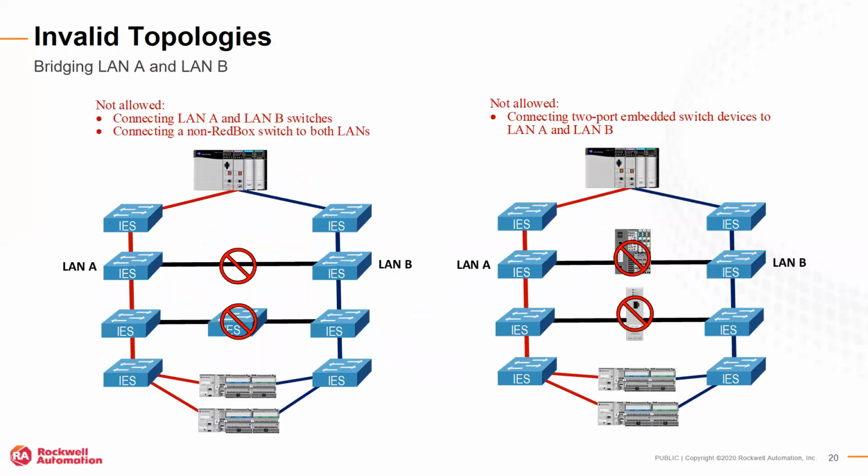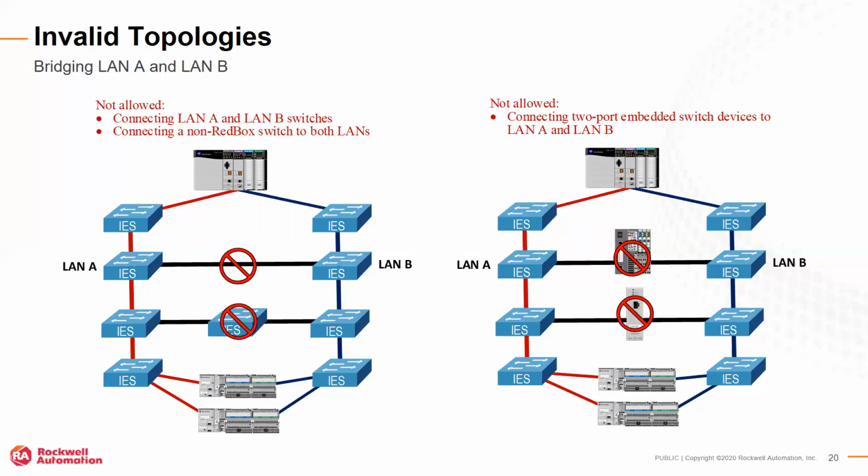Okay, for the next few slides, we're going to talk about some invalid topologies, or things that you really cannot do, or that it's highly recommended you do not do in a PRP system. When you're designing a network, it's very important to understand what you cannot do and build a framework and a boundary around it, so you end up with a fully functional, high performing network.